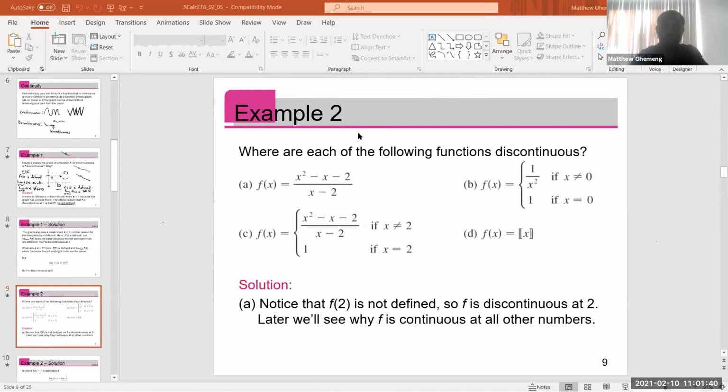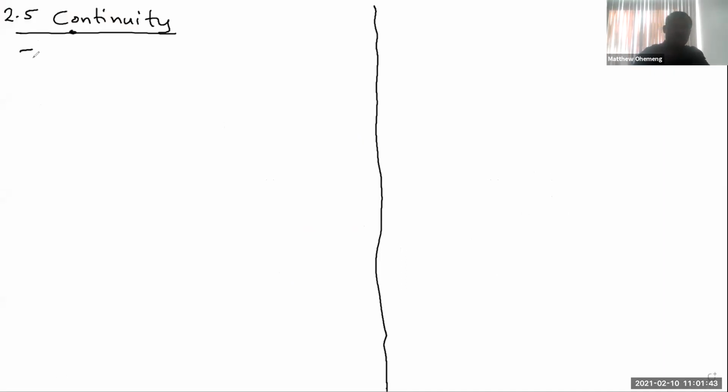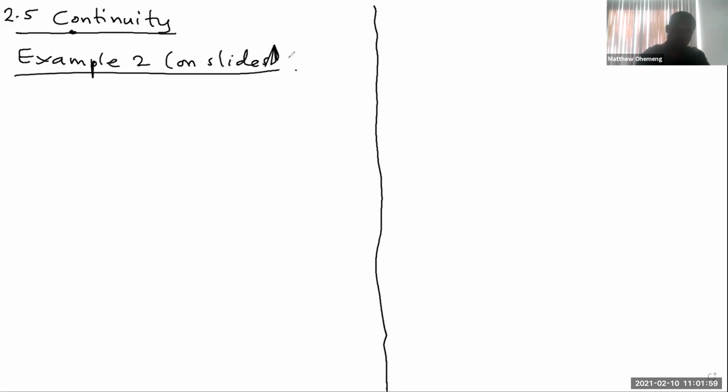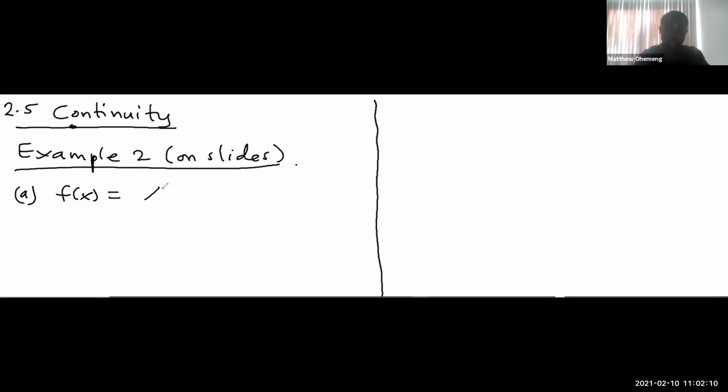So this is example 2. For part A, we have f of x equal to, let me just write this down here, x squared minus x minus 2 over x minus 2. Now, we are asked to find where the function is discontinuous, right? Where the function is discontinuous.